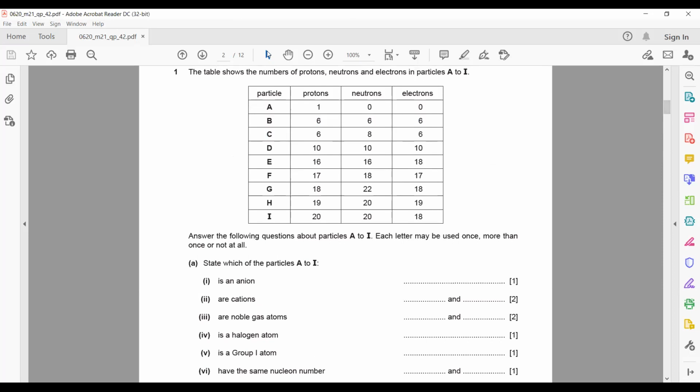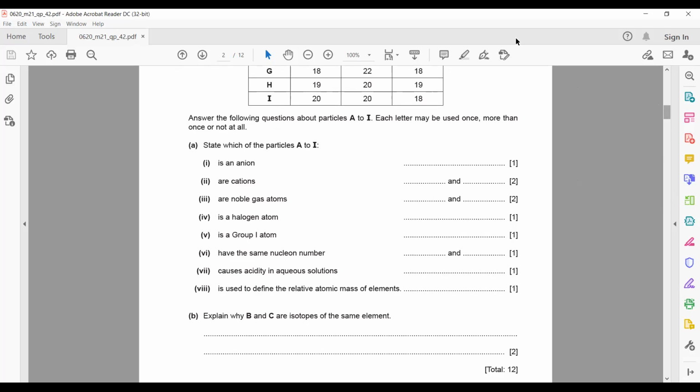So which one of them is carbon? Because carbon is 6 and 12, having 6 protons, 6 neutrons, and 6 electrons. So which one is having 6 protons, 6 electrons, and 6 neutrons? That is B. That's why B is the answer for part 8.